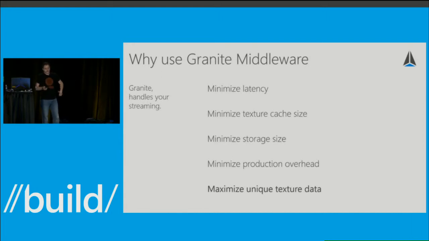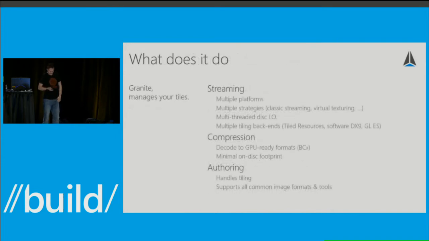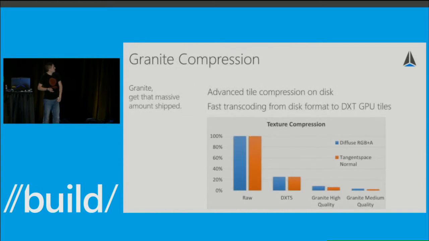And finally, of course, we also have a whole set of tools, and we make our library really easy to integrate into your existing engine, so that the production overhead of adopting tiled resources can really be reduced. So in a way, with Granite, you can just maximize your unique texture data and stop worrying about it. So let me just skip over these.